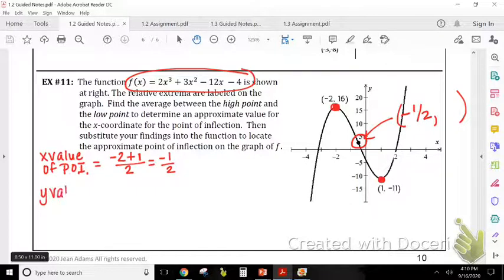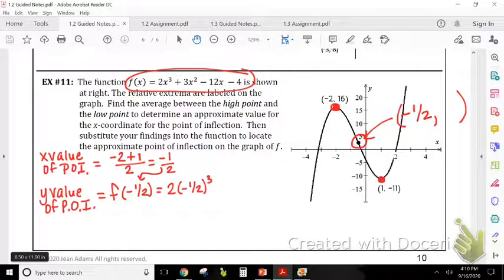So the y value of the point of inflection is equal to f of that negative 1/2, f of that x value we just found. And so we're going to plug this in, 2 times negative 1/2 cubed plus 3 times negative 1/2 squared minus 12 times negative 1/2 minus 4. And so we plug this into our calculator and we find that it is equal to 2.5, or you could say 5/2.